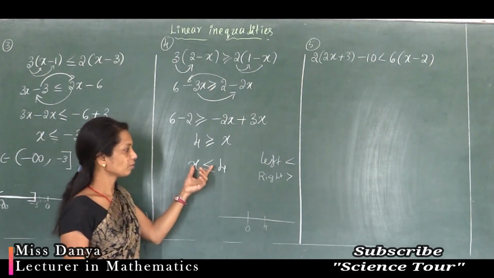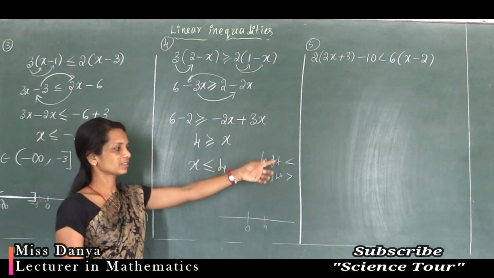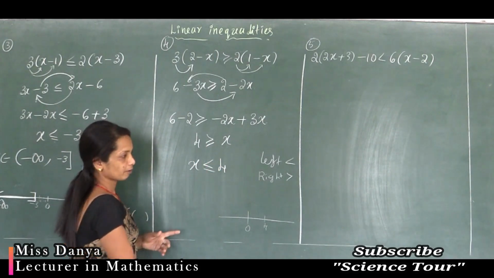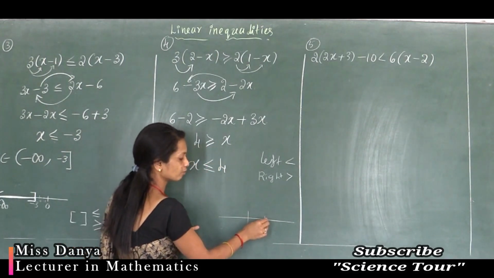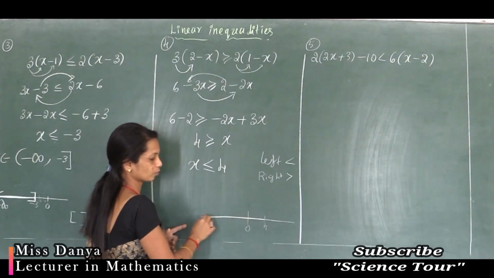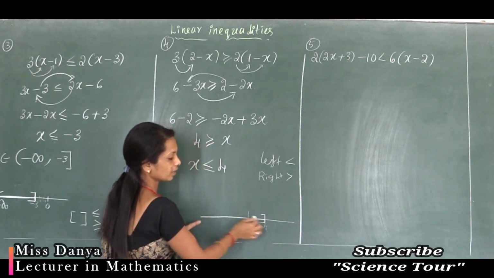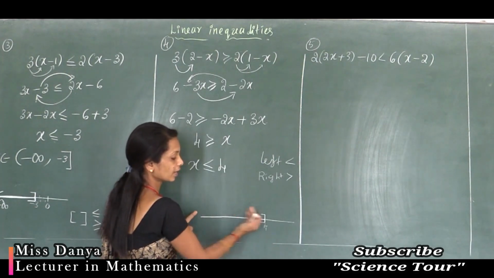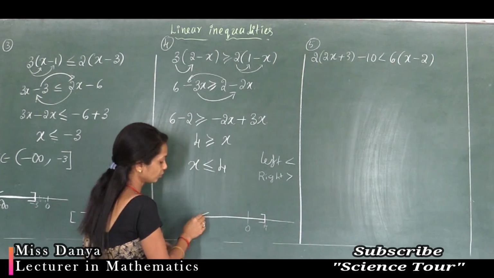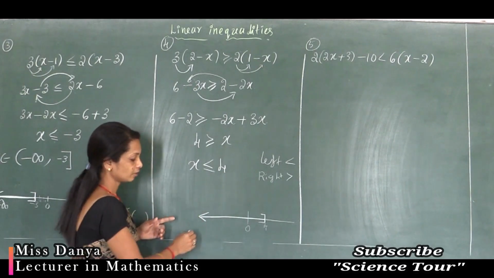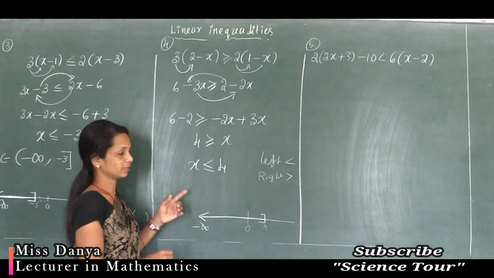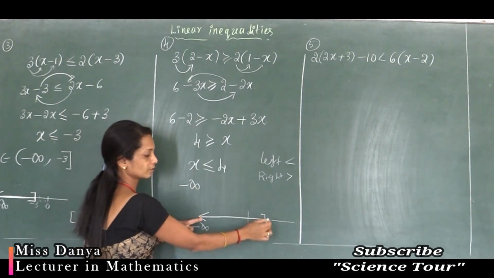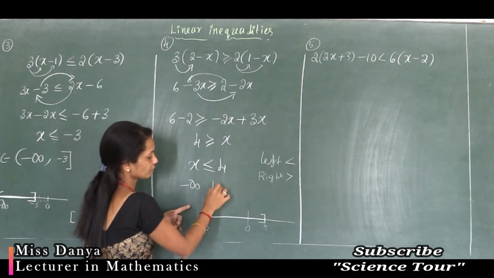Okay. Now you have less than or equal to. You have to see which side of the number line. You have to see the left side of the number line. Less than or equal to 4 means equal to 4 and less than that. If you continue on the left side, what you will get is minus infinity. So how to write interval form for this: minus infinity, where it ends with the 4.